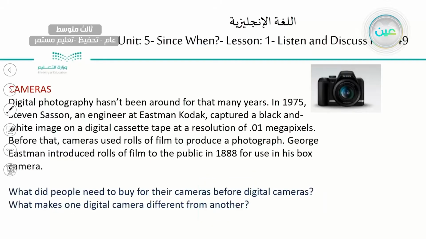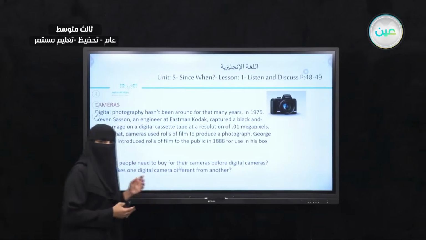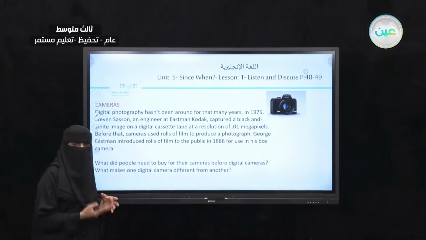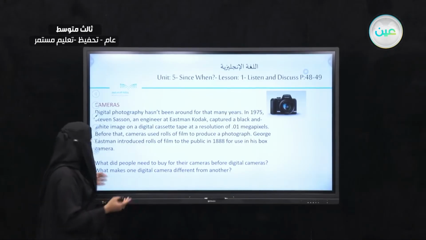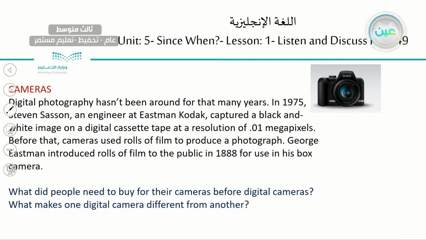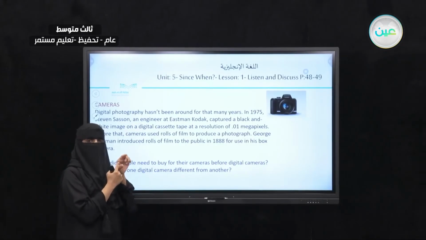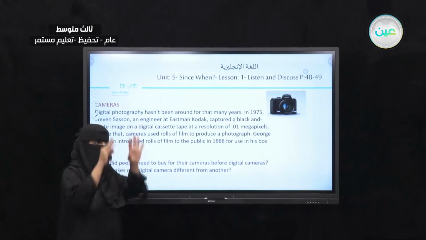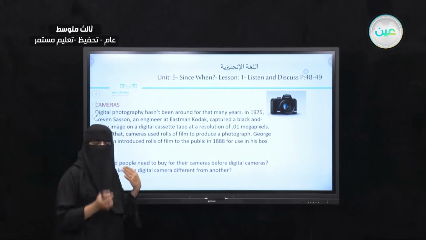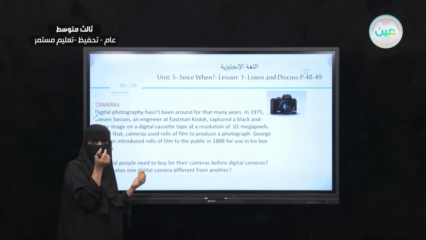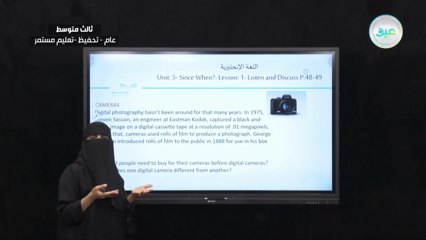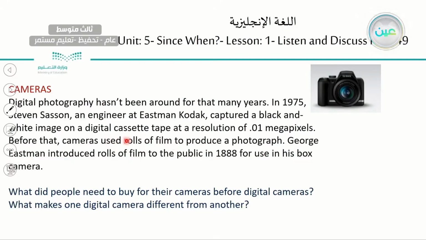Okay, so the paragraph is mainly talking about the old cameras. They didn't mention a lot of information about the modern and digital cameras, okay? So the first question: what did the people need to buy for their cameras before digital cameras? The digital cameras, you have a small memory chip, and you can insert it in your laptop and you can find everything there. But before, they didn't have this memory stick, okay? They had something else. It's mentioned here.